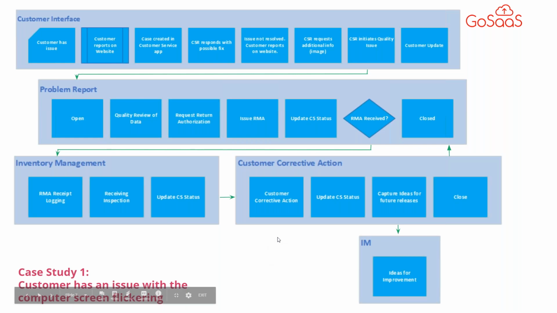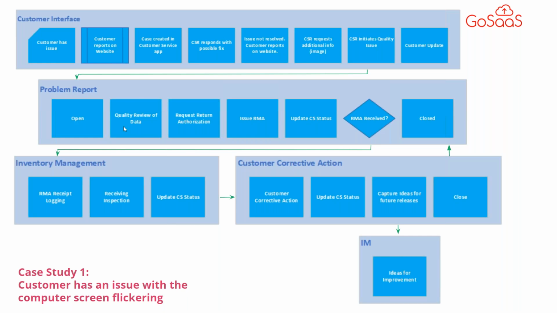Okay, so basically it's pretty simple. The whole customer service to customer interface is this first block, and that's where there's a lot of handshaking with the outside world. Once the customer service rep decides this is above what they can handle with the customer, they're going to initiate the quality issue. So that comes in, a problem report is automatically generated, and then we're going to go through these steps.